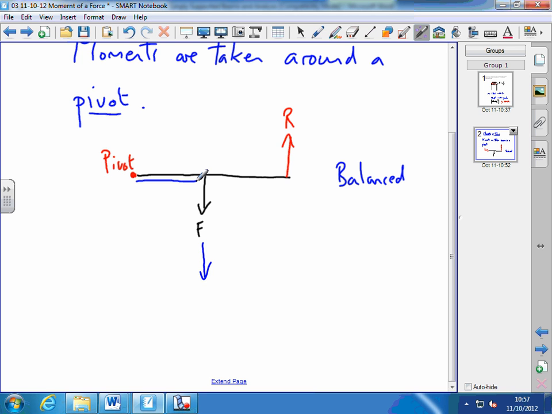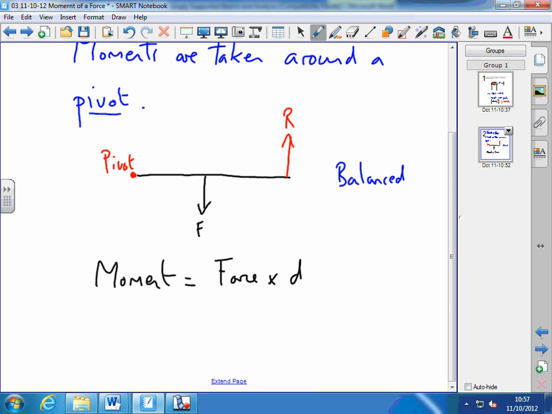So the moment is defined as force times the distance, and that distance is measured from the pivot. So we can define this thing called the moment of the force. The unit is the unit of force, newtons, times the units of distance, almost invariably meters. So we would measure moment in Newton meters.